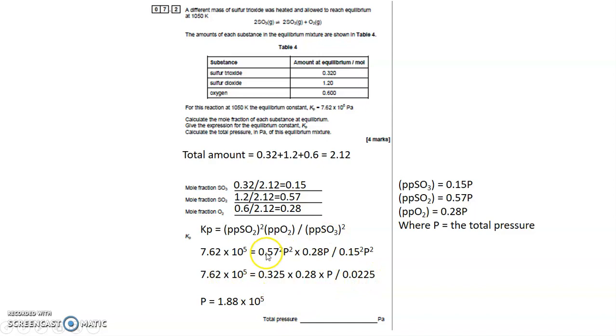And then I've rearranged this equation. 7.62 times 10 to the power 5 multiplied by 0.0225 equals 0.325 times 0.28p. Dividing then by 0.325 and by 0.28, it comes out that the total pressure was 1.88 times 10 to the power of 5, and it's in pascals because the Kp is in units of pascal.